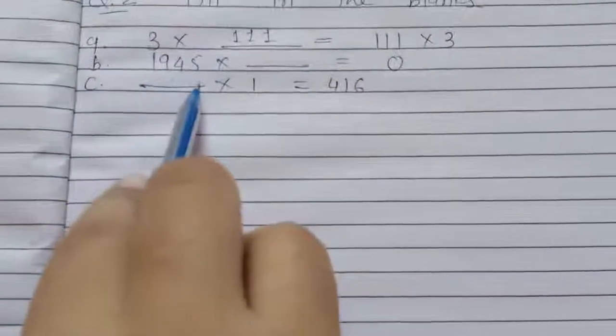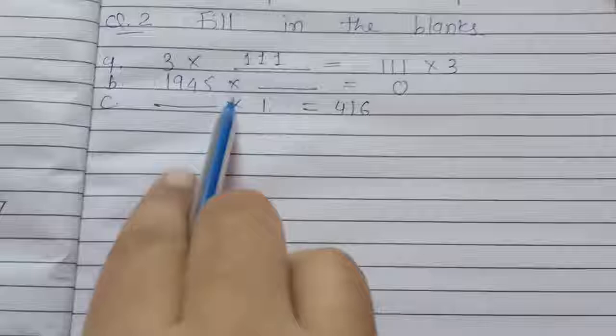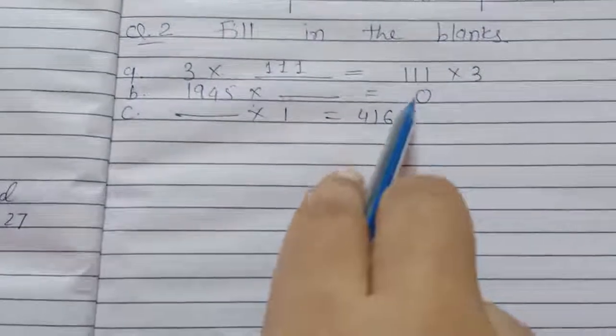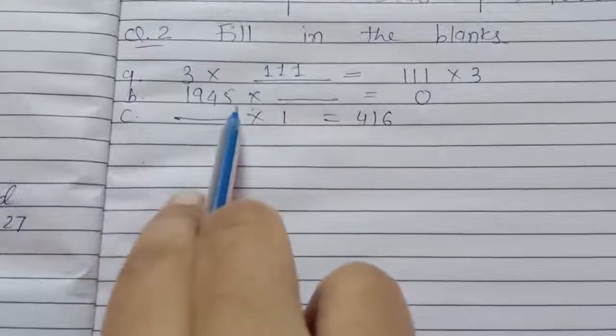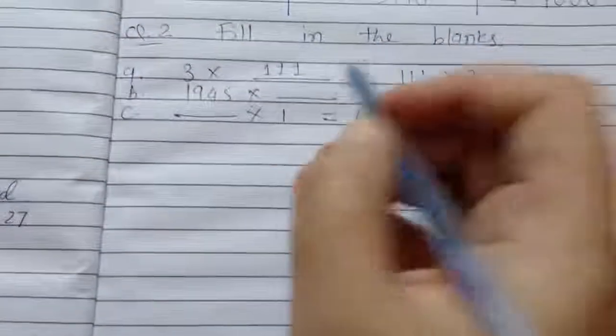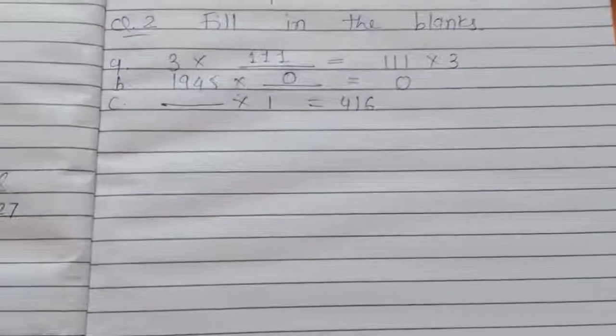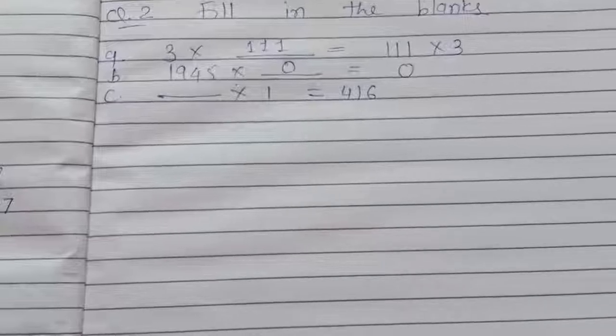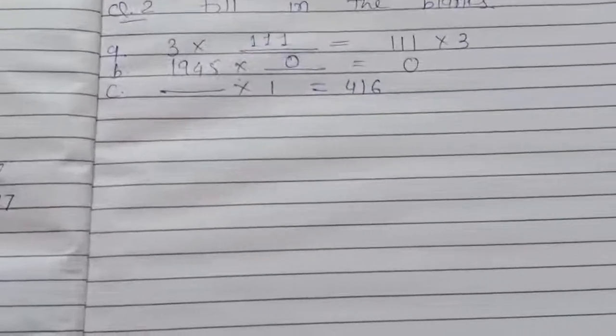Next, 1945 multiplied by blank equals 0. The answer becomes 0. Here is 1945. So here you have to write down a 0. This is the second property of multiplication. Whenever you multiply any number with 0, the product will be 0.